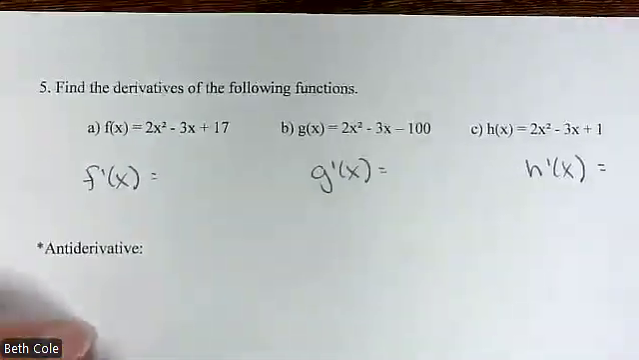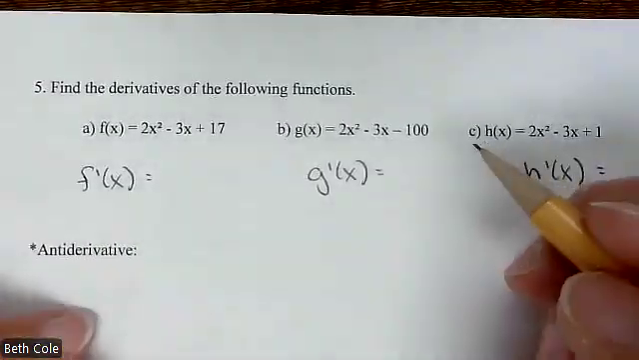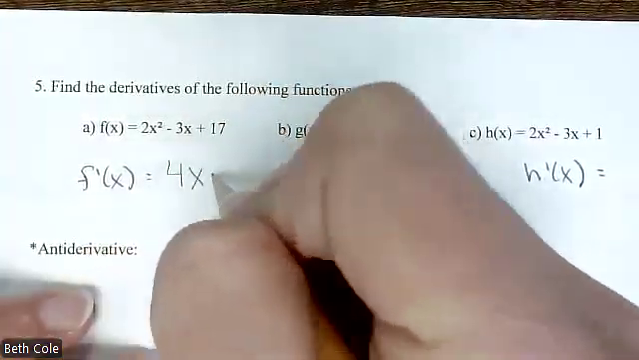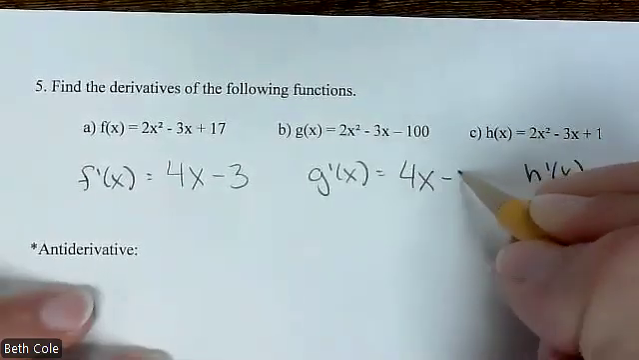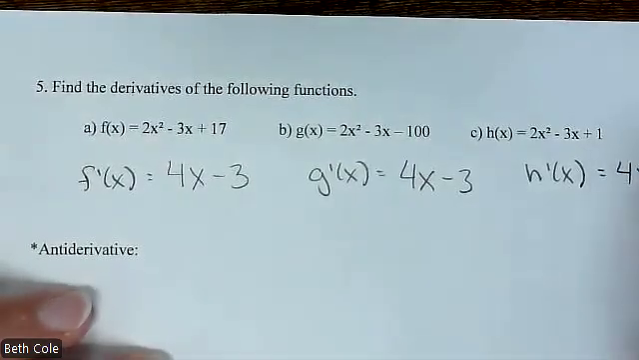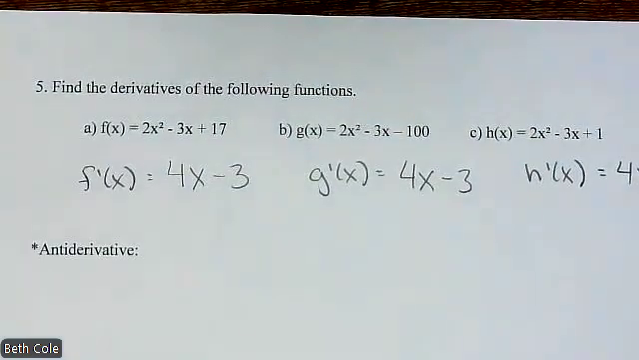What'd you end up with? Yeah, for all of them, right? Why'd they all come out the same? The first two terms are the same. Are they all the exact same problem though? No. A constant goes away. The derivative of a constant is zero. You can think of a constant graph, the slope is zero.